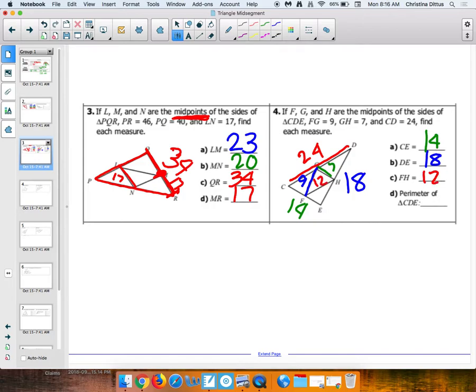So if I need to find the perimeter of CDE, that's my big one, what am I going to add? 24, 18, 14, what's my perimeter? 46. Close.